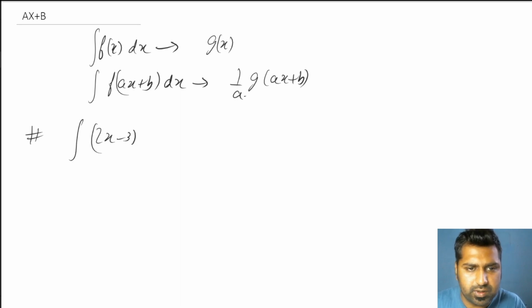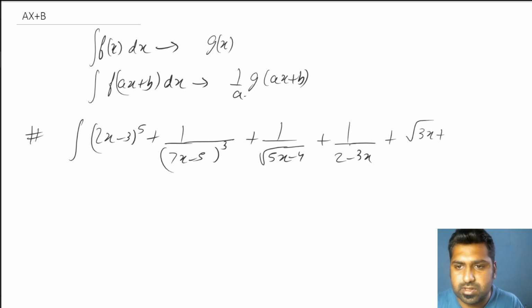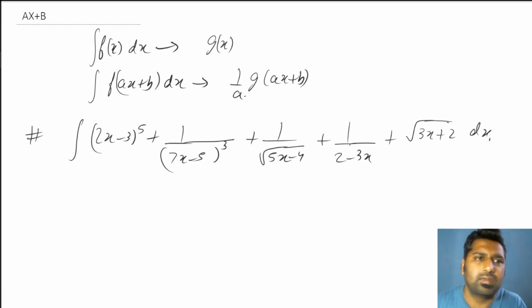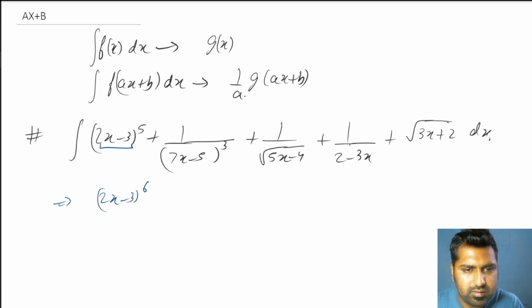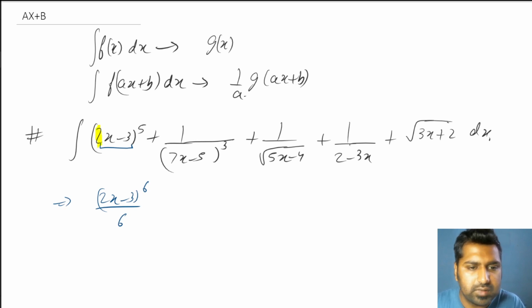The integral of (2x minus 3) raised to power 5, plus 1 upon (7x minus 5) raised to power 3, plus 1 upon square root of (5x minus 4), plus 1 upon (2 minus 3x), plus square root of (3x plus 2), dx. This will pretty much cover all the parts. Same thing: instead of x you have ax plus b, and the power is 5. So raise the power by 1, and additionally, what is the coefficient of x? 2. So that will come in division. That's it.